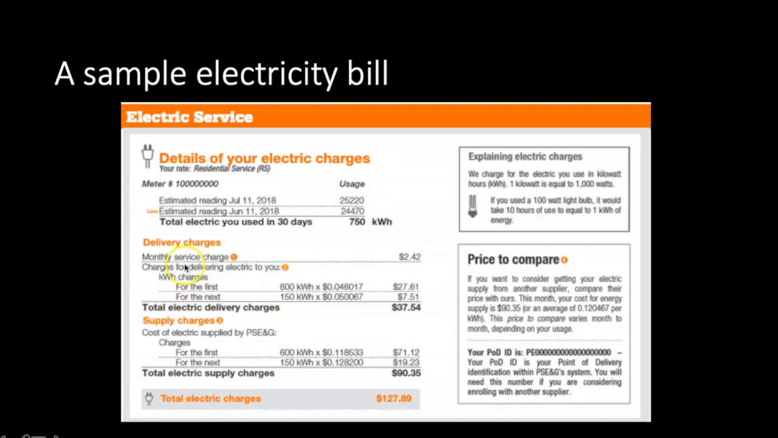Then they have the delivery charges. So there's a service charge, and then for the first 600 kilowatt hours, they charged 4 cents, or a little over 4 cents. Look at how many decimal places they pulled that out to, right? So they've got the 750 kilowatt hours that this family used. So the first 600, you get one charge. For the next 150, notice this total is 750. So 600 plus 150. So you have 150 that's charged at a slightly different rate. Notice it's higher. Okay. Then they do the same thing for the supply charges. They add up the delivery charges and the supply charges.